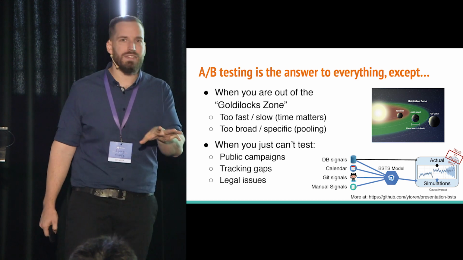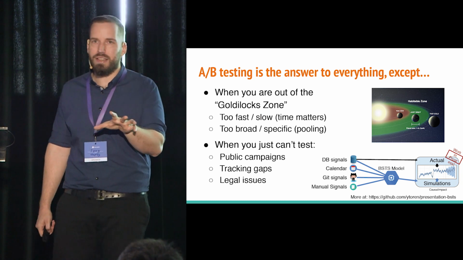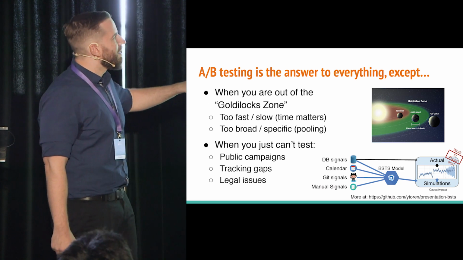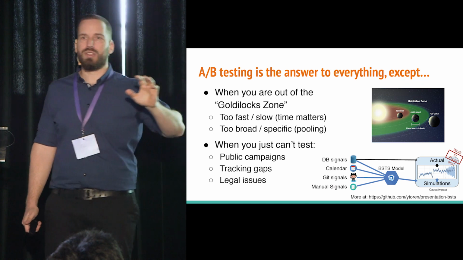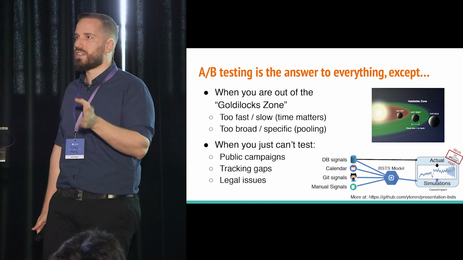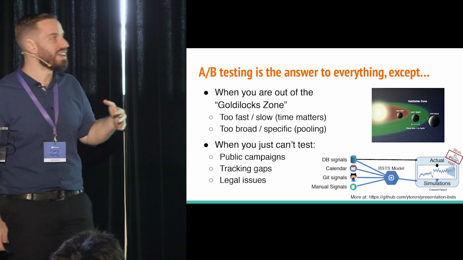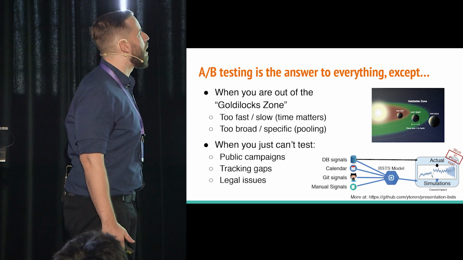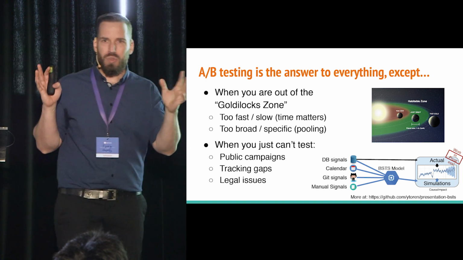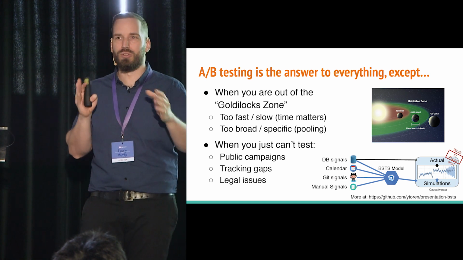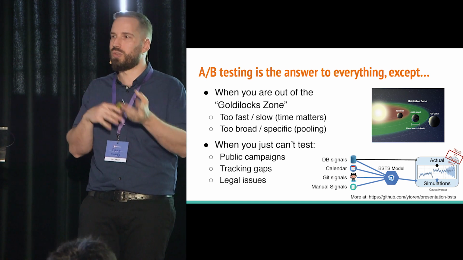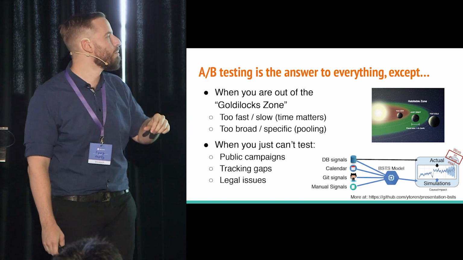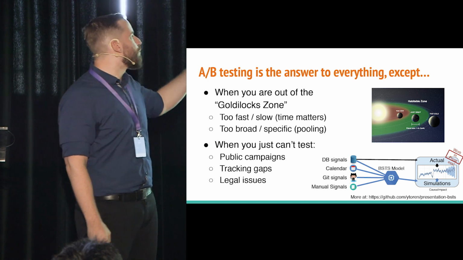Just a few mentions of things beyond A/B testing. I promise I'll just say a few words about this. A/B testing is wonderful. It's the best way to answer questions, except when it's not. So when isn't it? When isn't it a good way to answer questions? When you're outside what's called in physics the Goldilocks zone: not too hot, not too cold, not too bright, not too dark. There's a really narrow band where life can exist. So too fast, too slow.